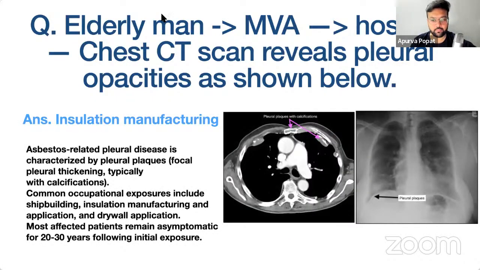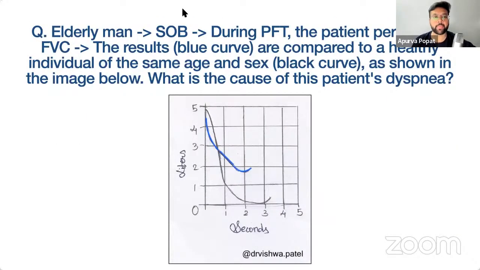Okay, so these are pleural plaques. You can see the pleural plaques in the chest x-rays as well. Okay, so you see a lot of calcifications here. All right, let's go to the next question. If they ask about occupation, insulation, okay, because that's what asbestos, or plumbers.